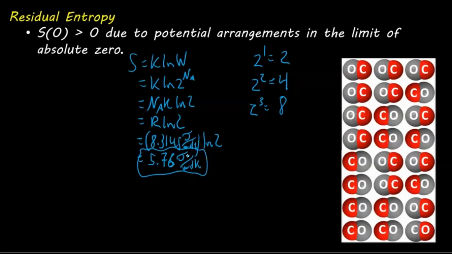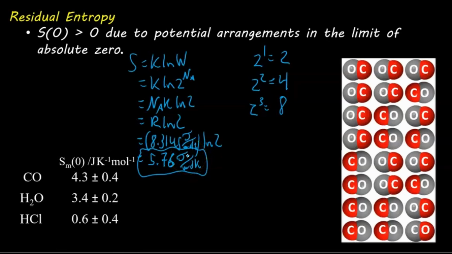What does the experimental number give us? Well, experimentally, we get a number of 4.3. Water has a residual entropy of 3.4. HCl of 0.6. So 4.3 to 5.76, it's pretty close, pretty close. Now, how do we get these experimental numbers if we can never reach absolute zero? Well, these numbers here, these are calculated as the difference between the spectroscopic and the calorimetric methods of calculating entropy.